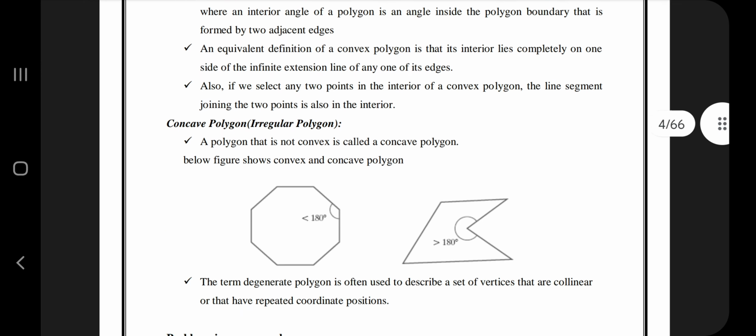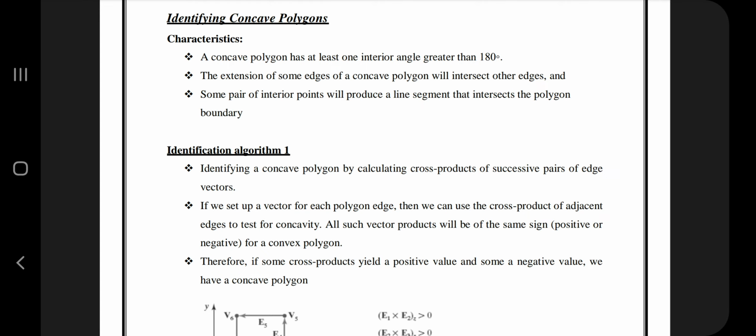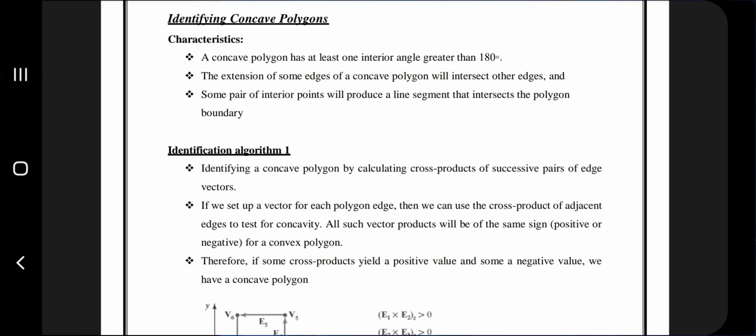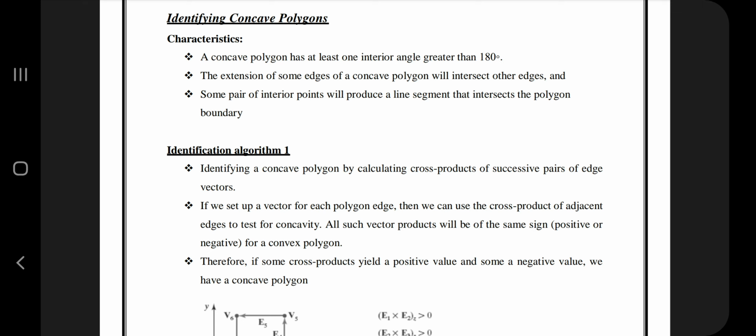It's actually present at page number 4. Then we have identifying the concave polygon. There are two ways in which we can identify the concave polygon. That's the second question: what are the different algorithms to identify the concave polygons? Write the two algorithms to split the concave polygons, and two algorithms to identify the interior and exterior area of a polygon. These are the 4 types of questions which can come under the topic of polygon. Let's get started with the first topic, identifying the concave polygon.